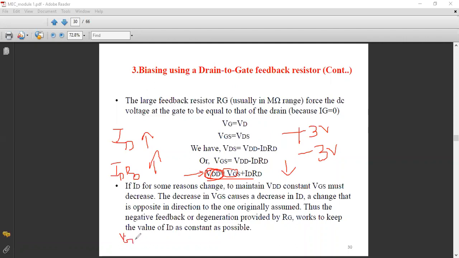Now, VGS is decreasing, correct? So when VGS decreases, what will happen? What kind of MOSFET are you analyzing in the circuit? Darshan Raj, you tell me what MOSFET you are using in the circuit. Is it NMOS or PMOS?